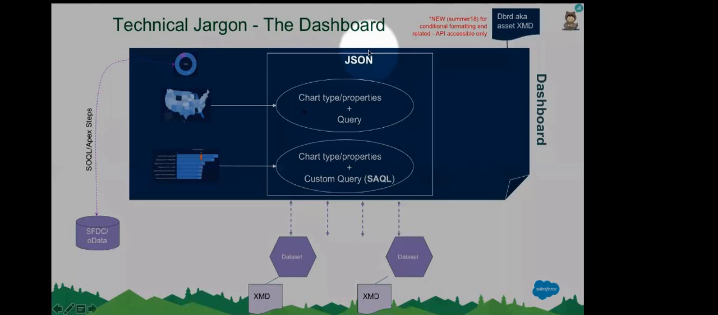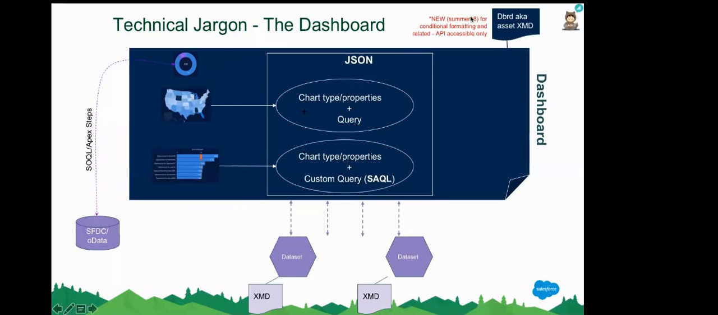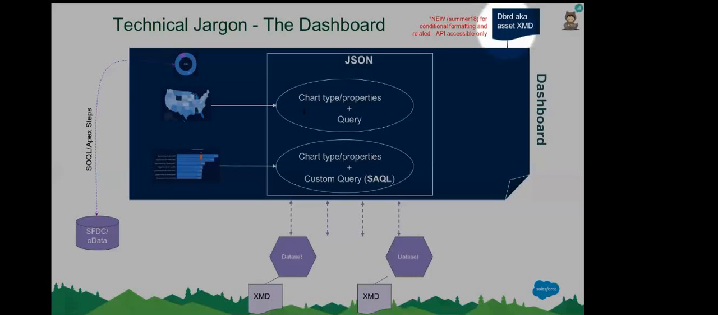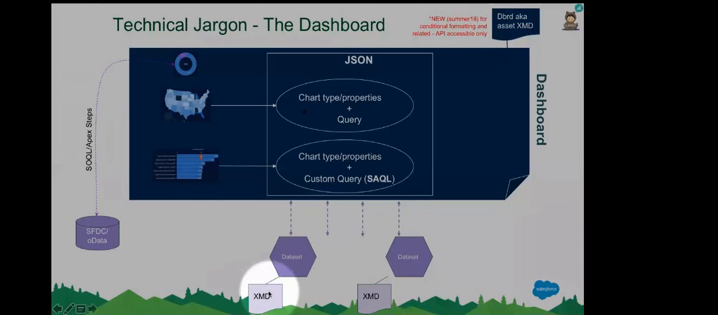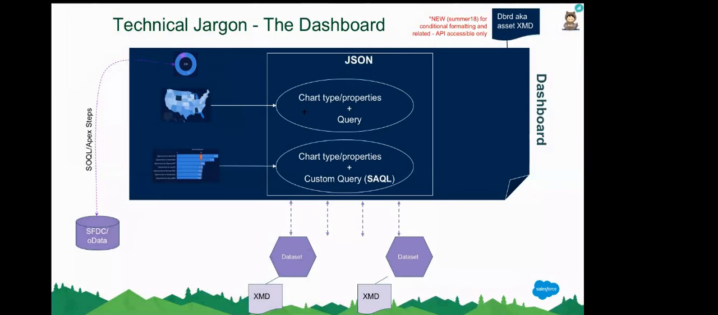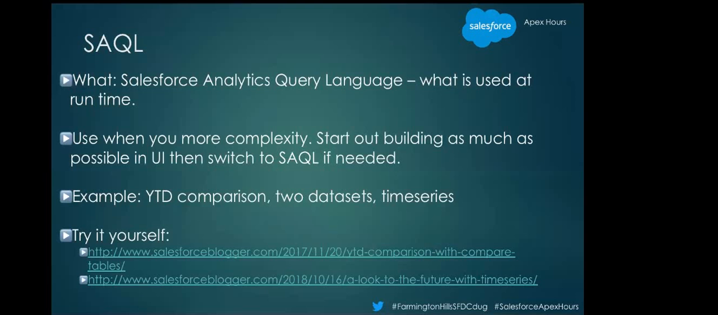Now, notice up here, in summary we introduced conditional formatting, and that enabled one more thing called the asset XMD. This one is right now only accessible through API, but the XMD down here is fully UI friendly, so you can go in by the fields that I clicked on, and basically all the options of the XMD are in there.